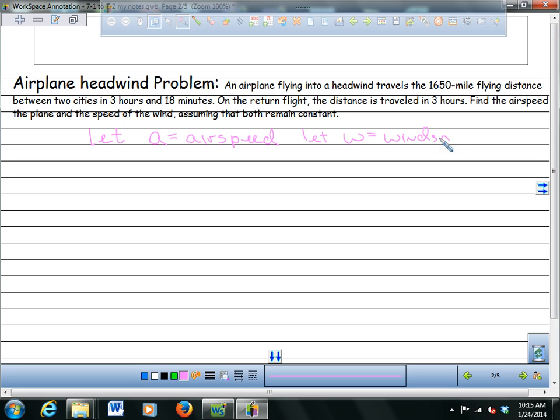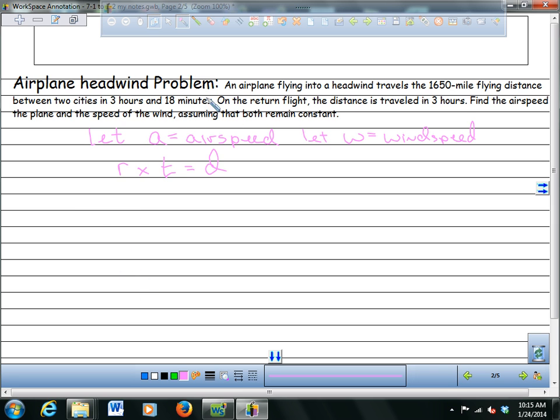Wind speed. And you guys know that rate times time equals distance. Rate times distance doesn't equal time, does it? Okay, I should write before I speak. Rate times time equals distance. So this is the relationship you're going to use.